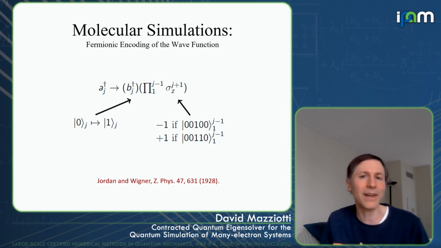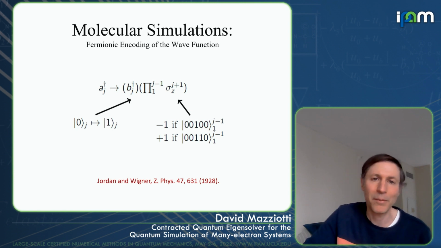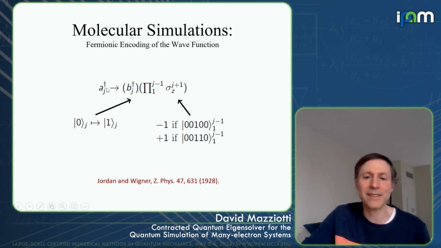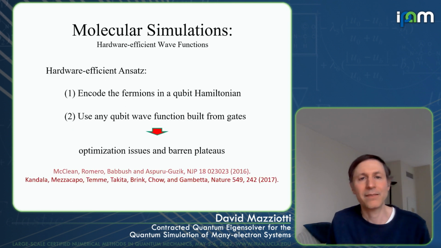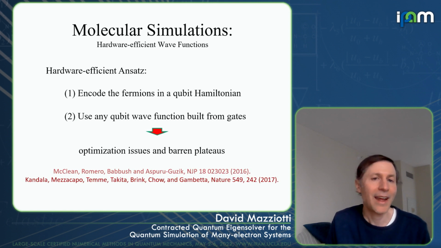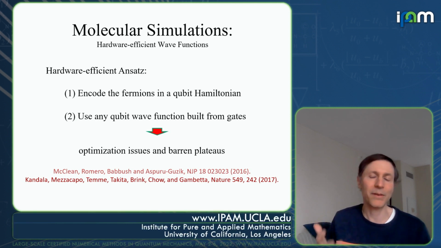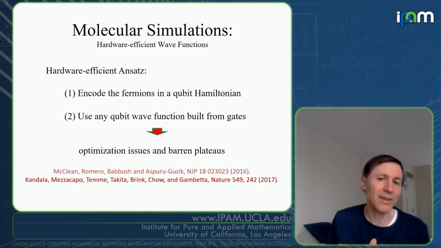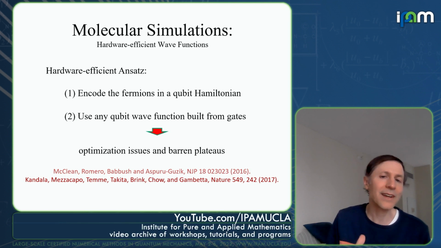And so one has to do this encoding of the wave function into qubits, where B dagger is the qubit operator representing the qubit excitation, and A dagger is the fermionic excitation operator. Now, there's something called the hardware-efficient Ansatz, where we encode the fermions in a qubit Hamiltonian, and then we use any qubit wave function built from the gates. The idea is to just convert the fermionic problem into a qubit Hamiltonian, and then build your wave function from different qubit gates. However, as I mentioned earlier, that can lead to optimization issues and barren plateaus, partly because the Ansatz can have a lot of trouble finding an improving direction.